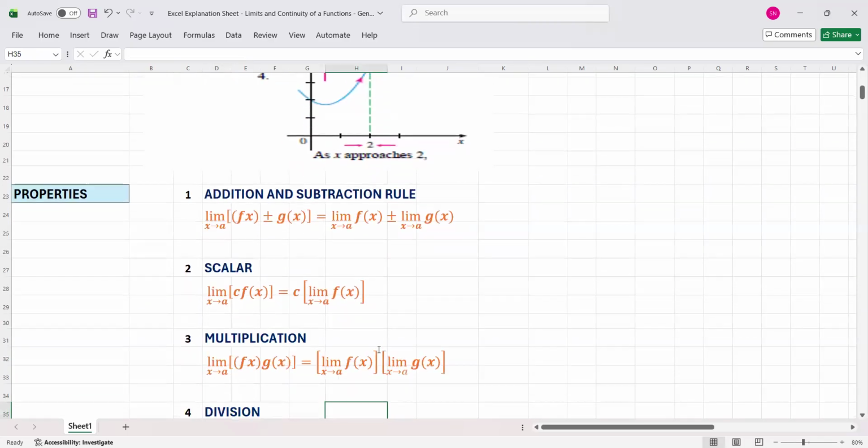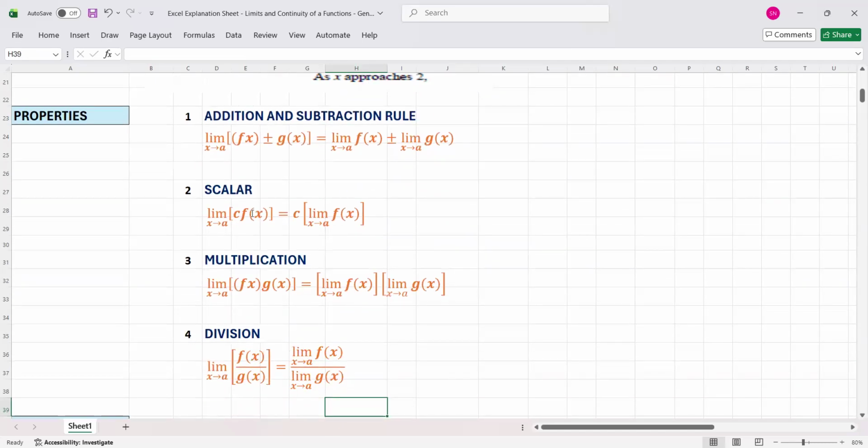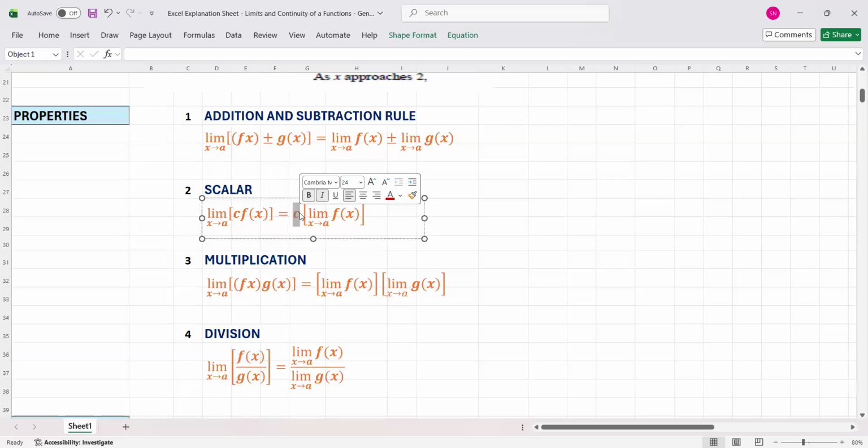Now the scalar formula tells us that if you have a function and the function is being multiplied by a constant, then we can factor the constant out. If you are finding the limit as x approaches a, factor the constant out and find the limit of f of x. And then when you finish, you multiply by the constant. Okay, so this also can be applied in the form of limits.